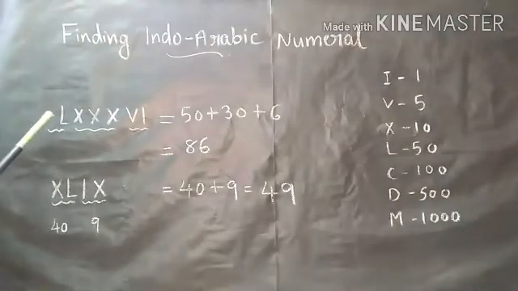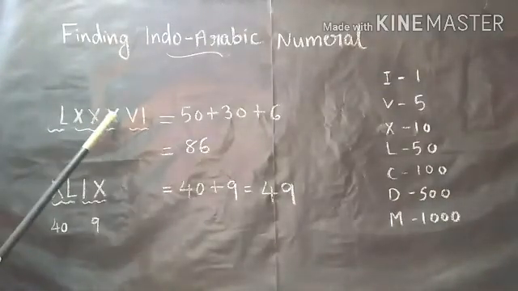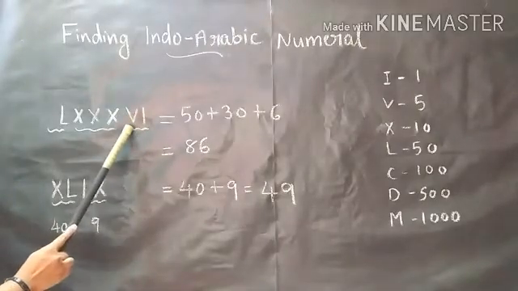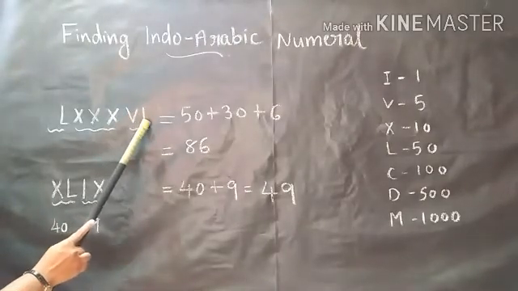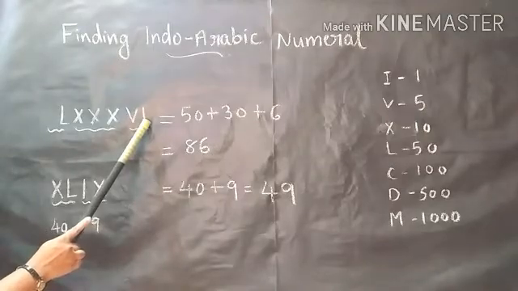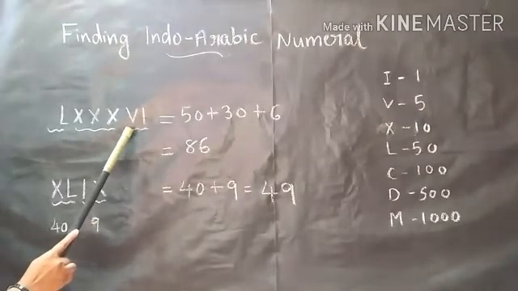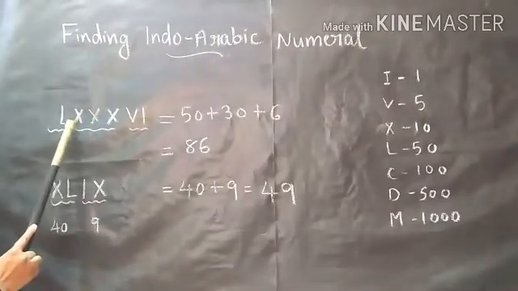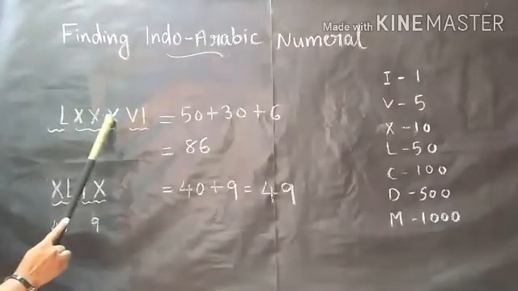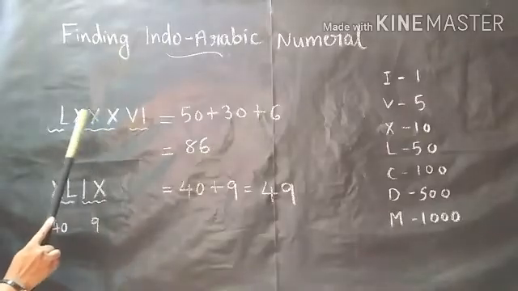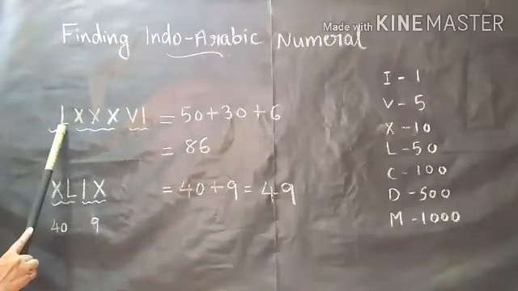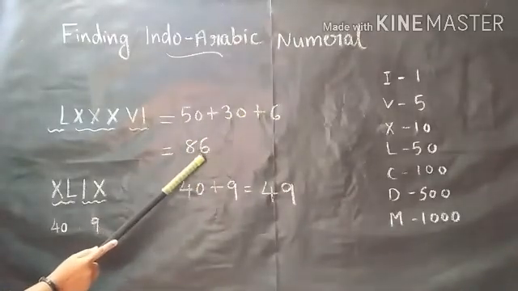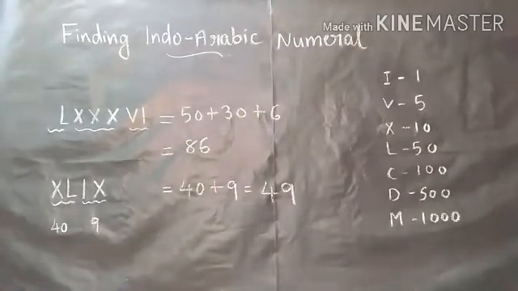Consider the Roman numeral LXXXVI. Start from the right. Here you can easily understand that VI, you have learned already. What is that? It is 6. So the value of VI is 6. Now the repetition of a letter means, as I told you, consider together XXX. That is 30. Value of L is 50. Now you can add all these values, then you will get the Indo-Arabic numeral as 86.